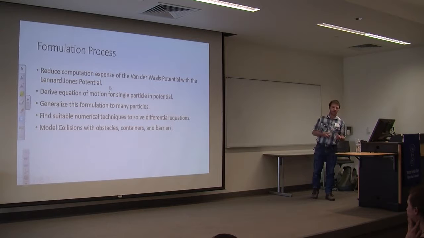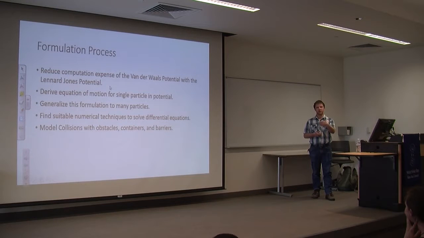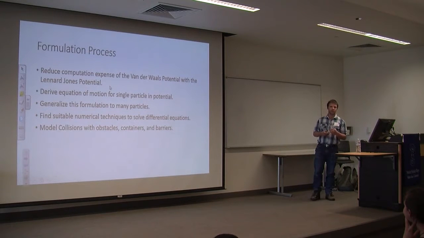So in actually formulating this model, I stopped using the actual van der Waals model and used a very close approximation called the Lennard-Jones potential. This is good because I'm only looking at the overall behavior, and it's much easier on the computer to carry out this kind of model. Then the equation of motion needs to be derived for a single particle. With that done, we can then take that to many particles. We can then find numerical techniques to solve the equations of motion, the paths that each particle will take, and finally figure out how the program should handle obstructions and collisions with boundary conditions.